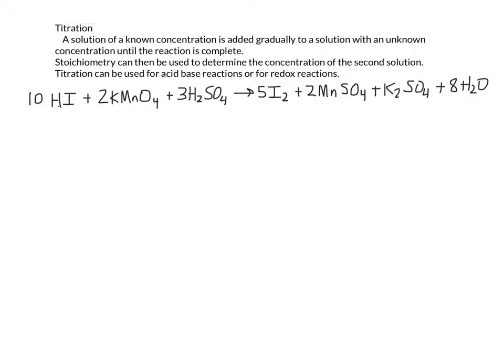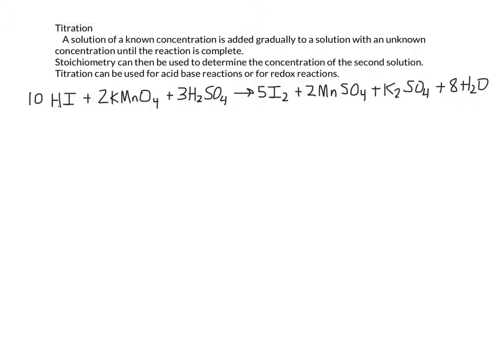Titration sounds like something really fancy, but it's really just an application of stoichiometry, because once you know the amount of the known solution and you know its concentration, you can calculate the moles of that chemical. And once you know moles of one chemical, you can use a balanced chemical equation and the mole ratios to figure out the amounts of the other chemicals. Titration, as I mentioned, can be used for acid-base reactions. It can also be used for oxidation-reduction reactions.